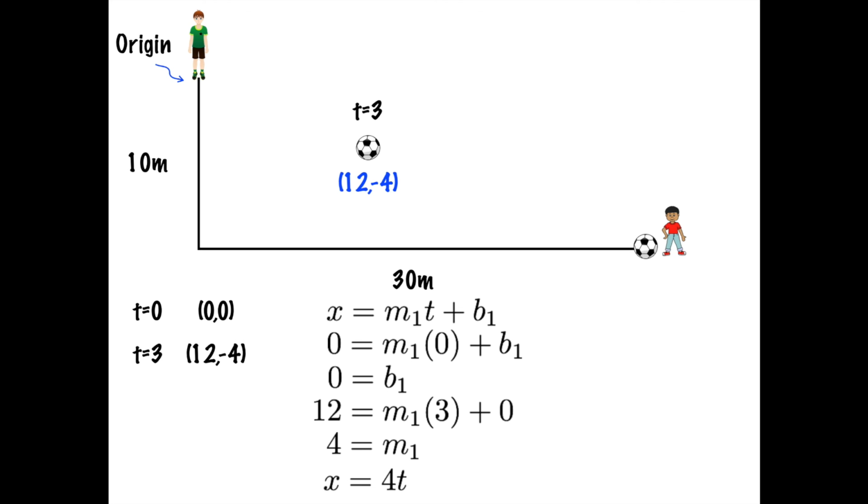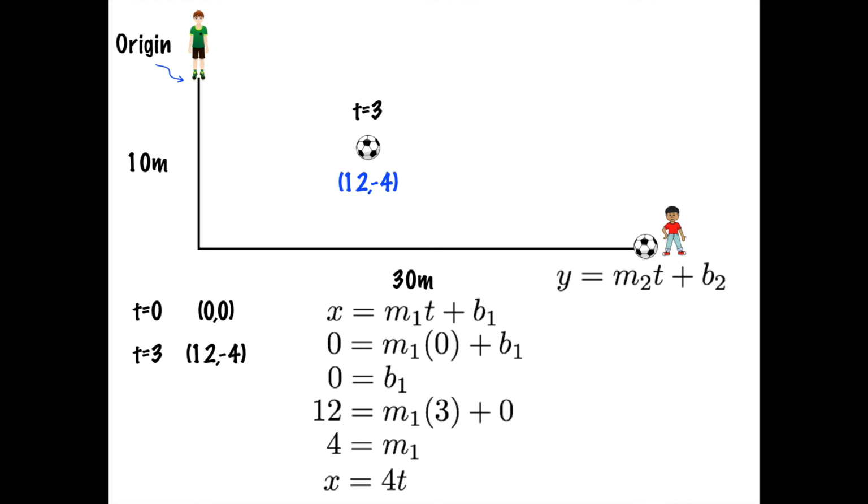Starting at the origin, it turns out, makes things a little nicer because we're starting at 0 instead of a different point. So our b terms are going to be 0. So x is 4t. So whatever t is, x is going to be 4 times its size. All right? Now we can go through and do the same exact thing with y.